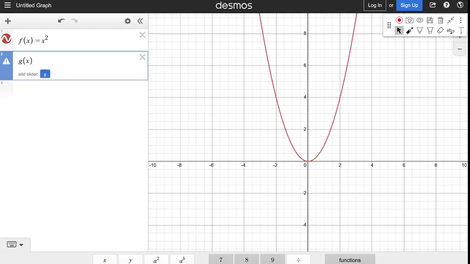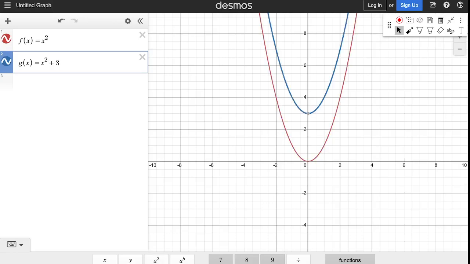We'll define that as a function, but it'll be a different sort of color. And then we'll define that as x squared. Notice it looks like it's right on top of it, but if we add 3, it's moved it up, right? So that plus 3 moved it up.